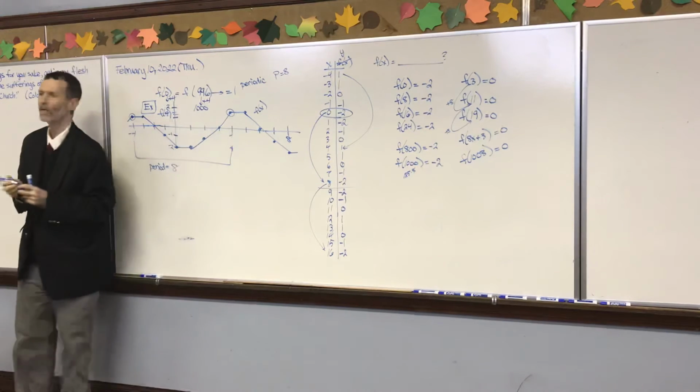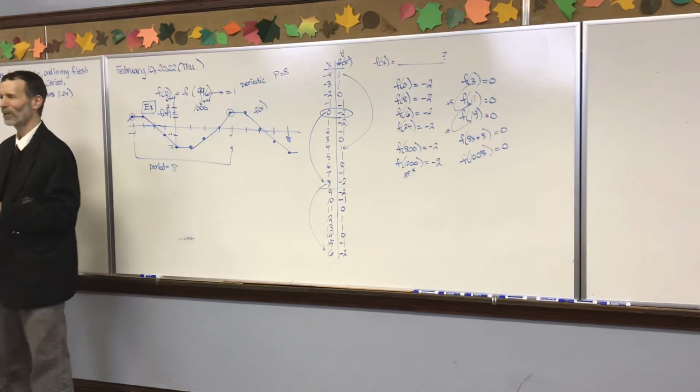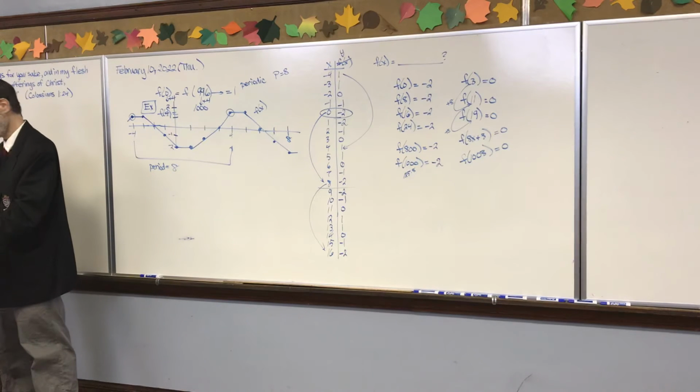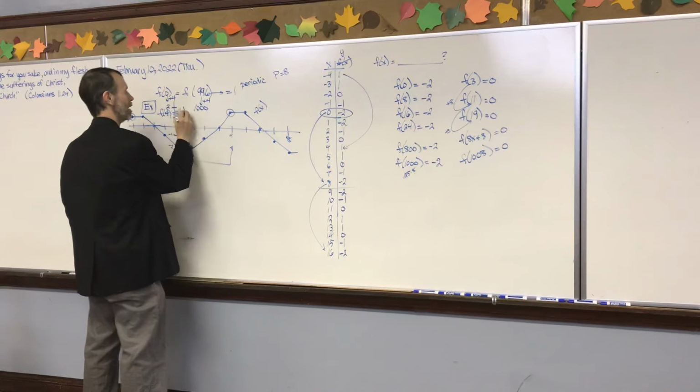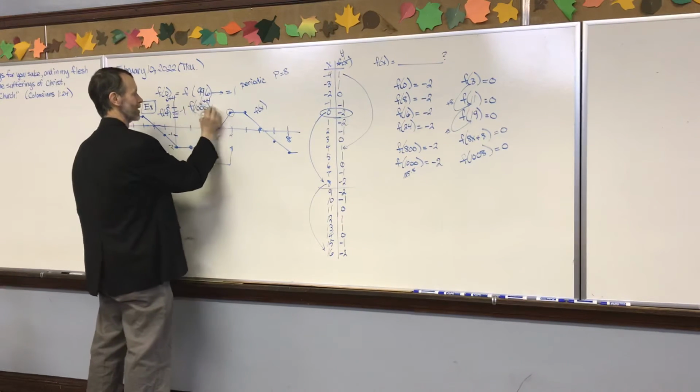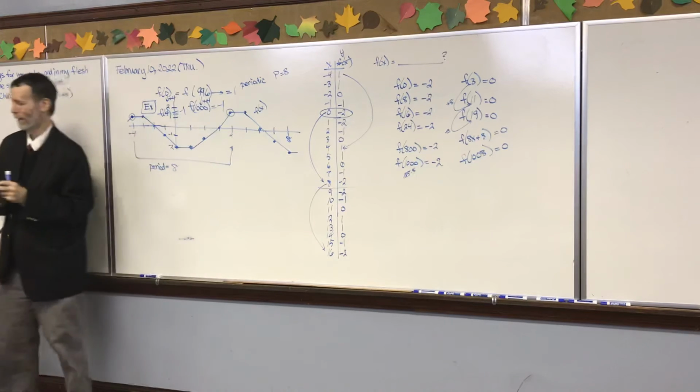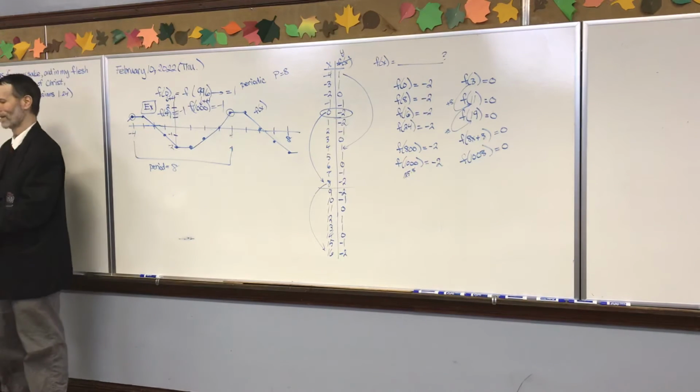What's f of 4? Look on the graph, you should be able to see it. What is f of 4? There we go. -1, I guarantee you. F of 1,000 is -1 as well. And it is. Makes sense.